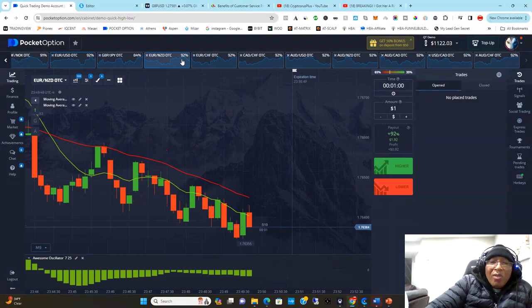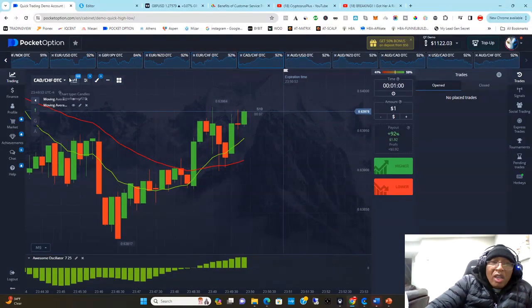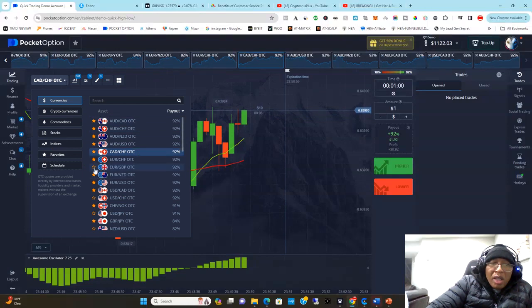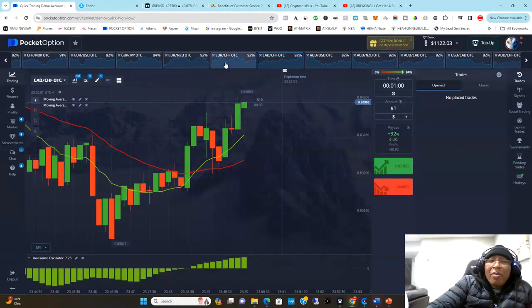So you have to be very patient and check different assets. So these, you can find them here. The assets are right here. Hit the star and you can favorite all these. I take the ones that are paying at least 92%, okay?